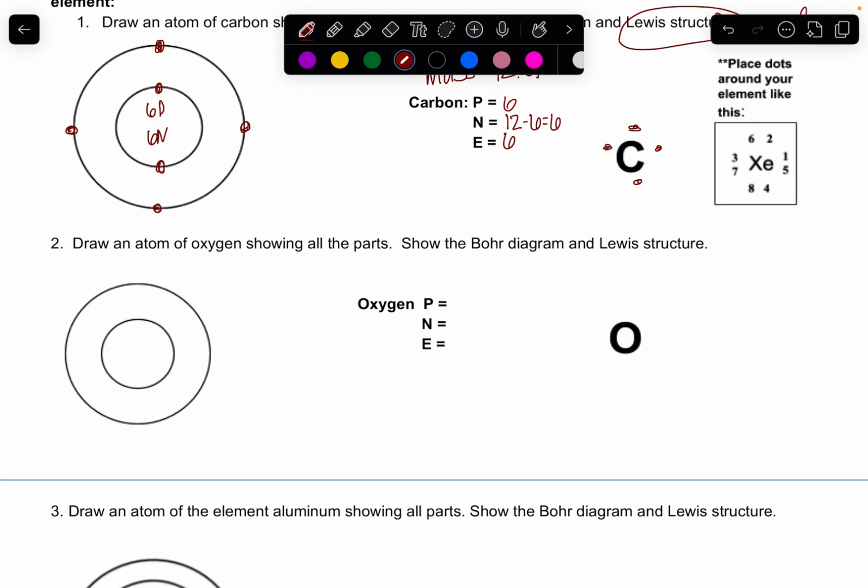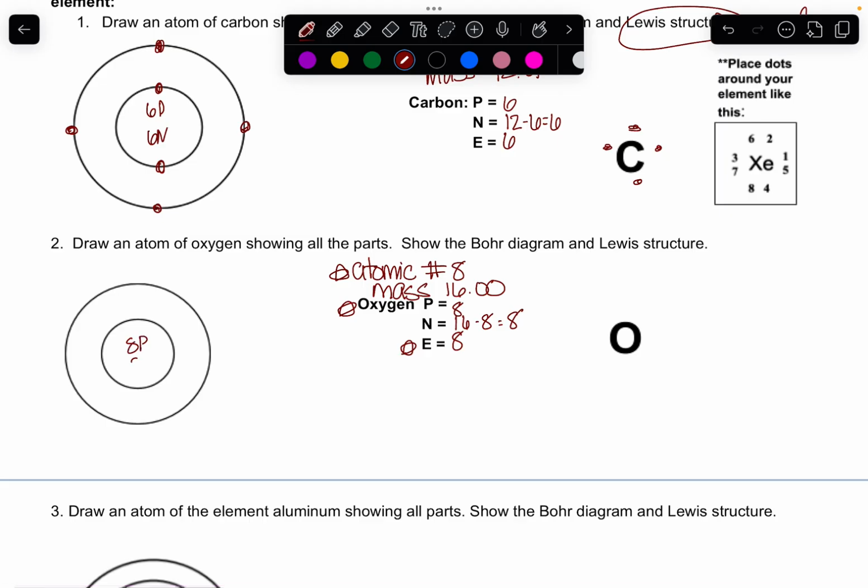Let's look at oxygen. Oxygen has an atomic number. The big whole number in the corner is 8. My mass is the decimal number, which in this case is 16.00. My atomic number, my protons, and my electrons are all the same, so those are 8.